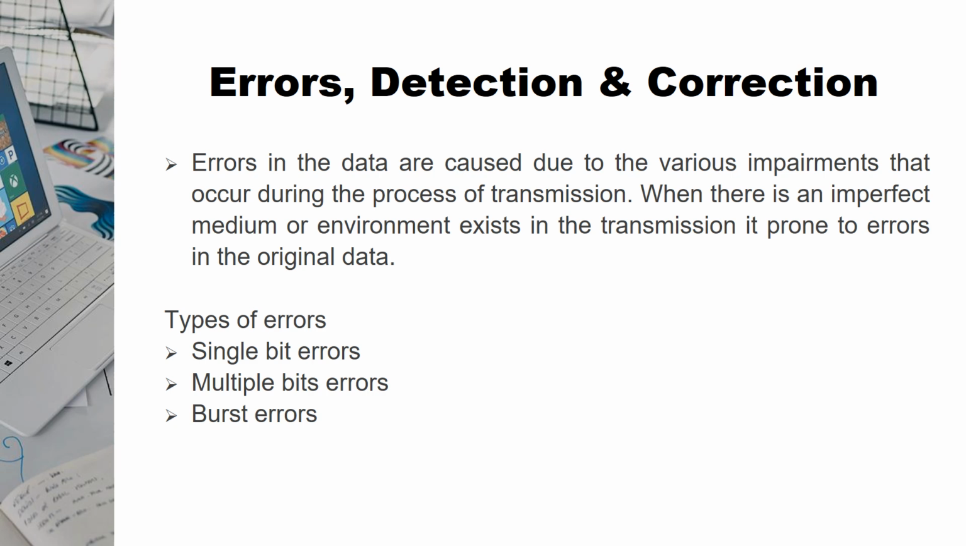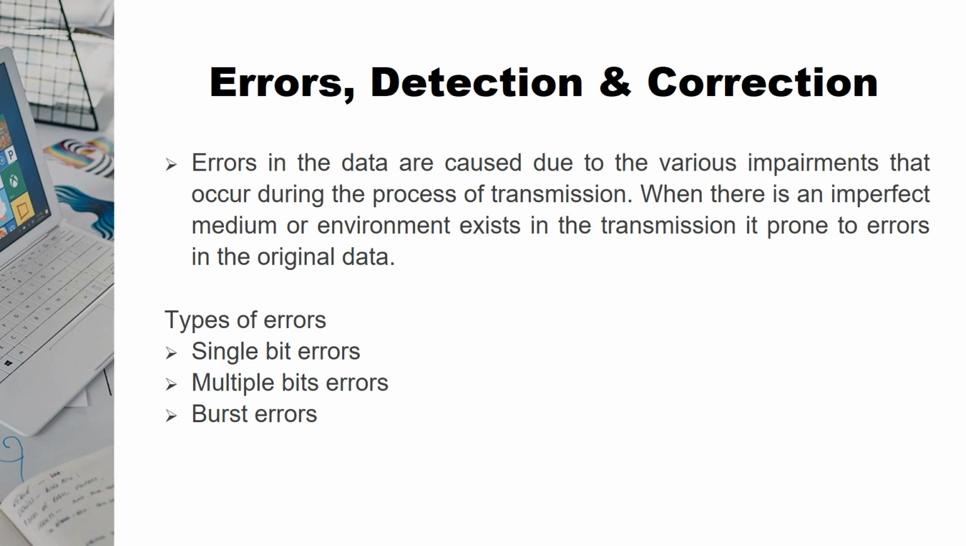Then we move on to error detection and correction. We need to define an error. What is an error? Errors in data transmission occur when the transmitted data is corrupted or altered during transmission. These errors can occur due to various factors such as noise, interference, and hardware faults. When an imperfect medium or environment exists in the transmission, it is prone to errors in the original data. And we have three types of errors that I mention in this presentation.